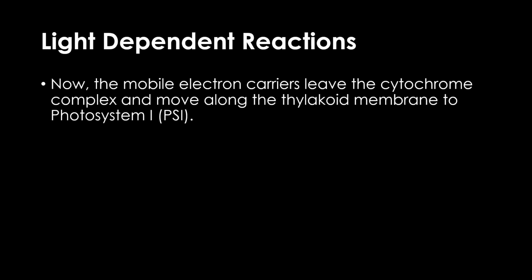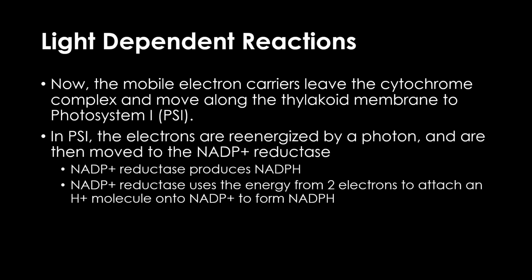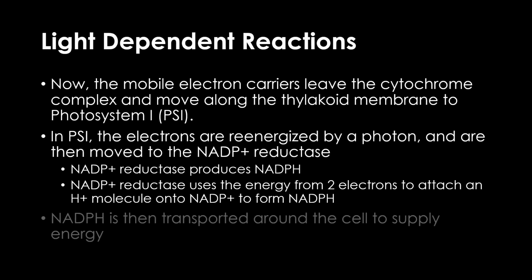Next, the mobile electron carriers leave the cytochrome complex and continue to move down the membrane to photosystem I, which can also be referred to as PS1. In PS1, the electrons are re-energized by a photon. Then, they are moved to the NADP+ reductase enzyme. The NADP+ reductase uses the energy from two electrons to attach a hydrogen molecule onto NADP+ to form NADPH. NADPH is then transported around the cell to supply energy.